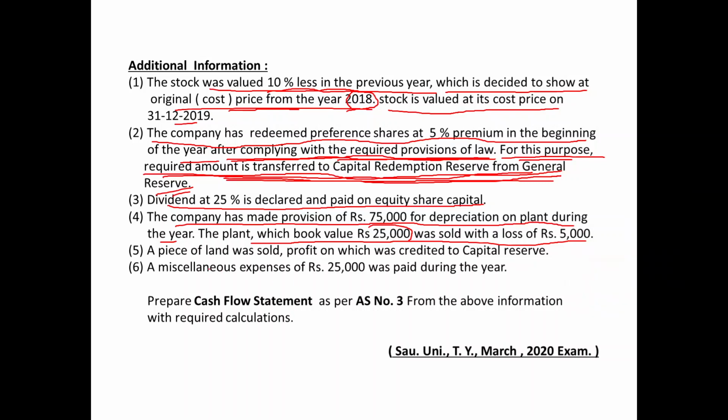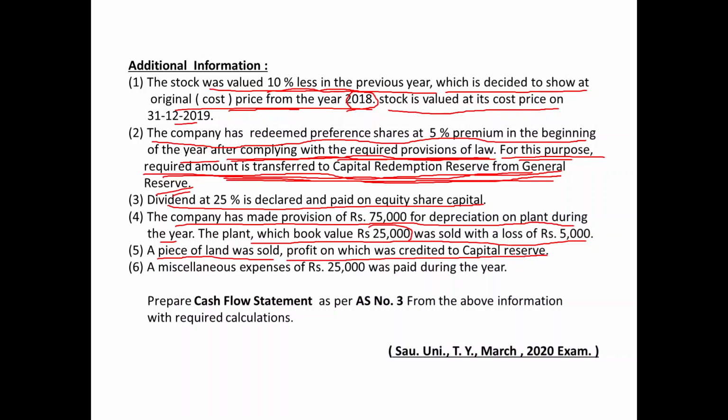Point number 5, additional information. Point number 5, a piece of land was sold, profit on which was credited to capital reserve. Over here, neither the cost price of the land nor the selling price of the land has been given.